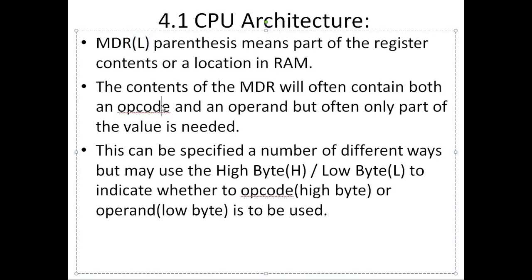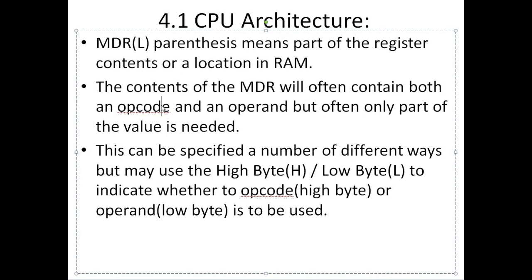Now this is something which we have discussed back in O levels as well, that every instruction contains two things. The first part is the OP code, which tells the computer or the processor what action to perform, and the second one is the operand, which is just a memory location that tells the processor from where to get the data or on which data to perform that specific action.